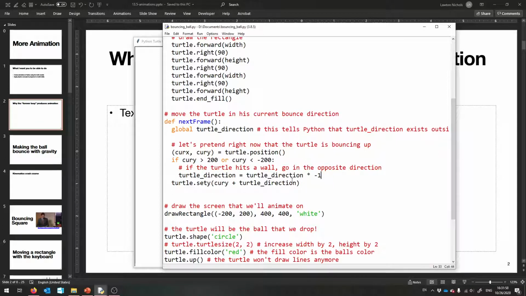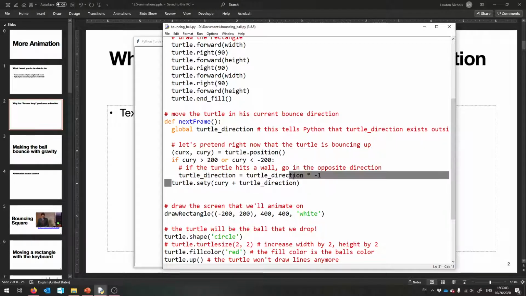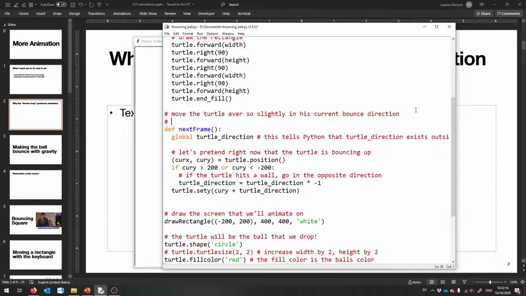We had the turtle direction that we used to bounce the turtle around. We just moved the turtle ever so slightly in its current bounce direction, potentially bouncing off the wall if necessary. In the programming assignment you're currently working on, you're modifying this code. It's moving the turtle ever so slightly in the current bounce direction, but potentially bouncing off the wall as well.